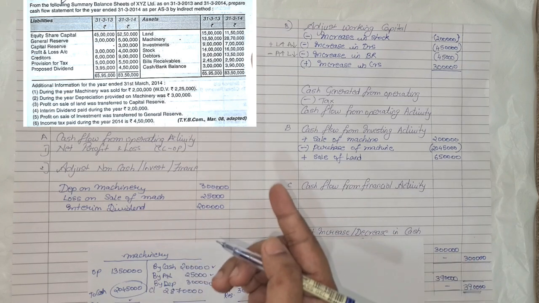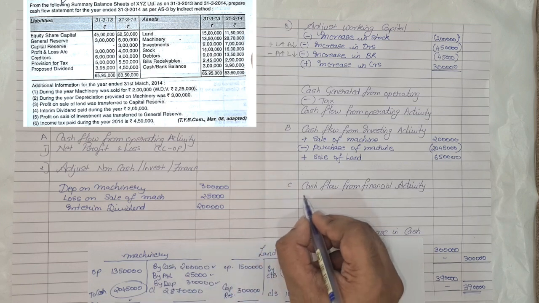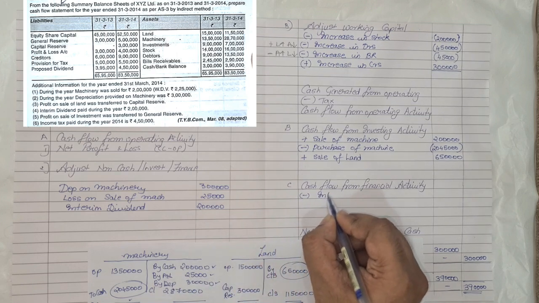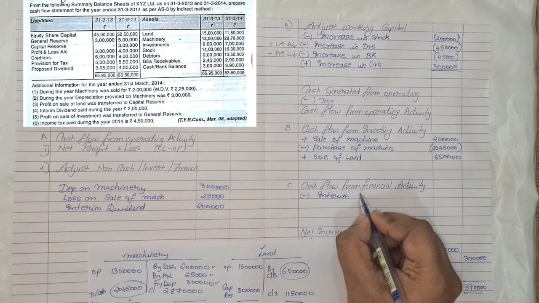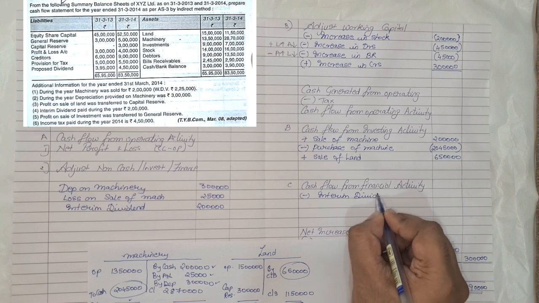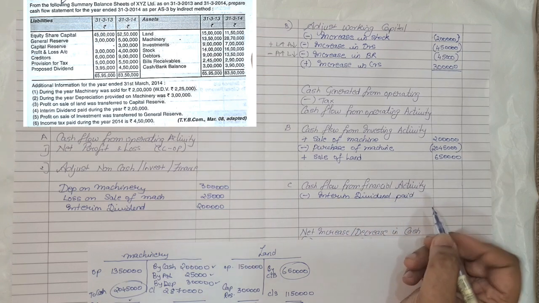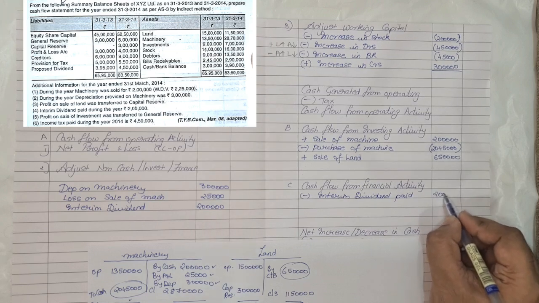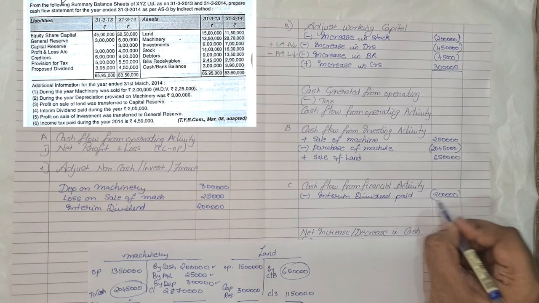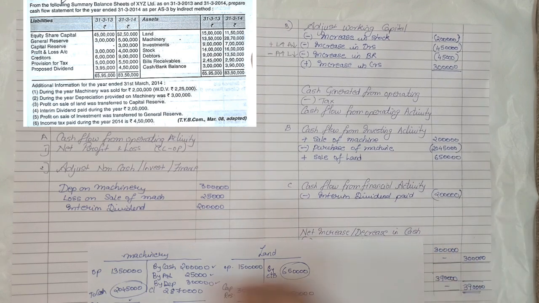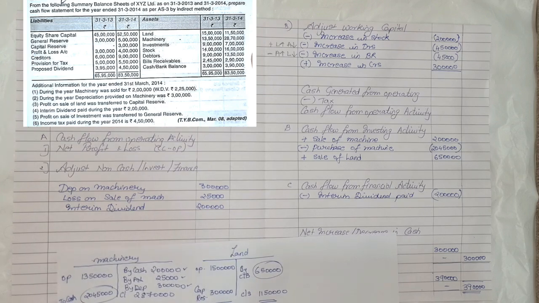Again, interim dividend is a part of financial activity. So the moment we pay interim dividend, money is going out, so less interim dividend paid. The amount is 2 lakhs. So here money is going out, so minus 2 lakhs. Okay. Next is profit on sale of investment was transferred to general reserve.